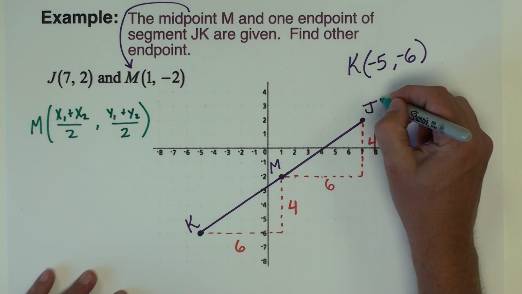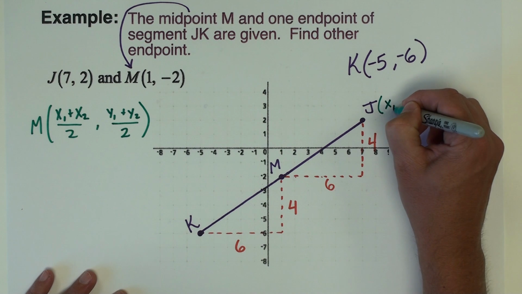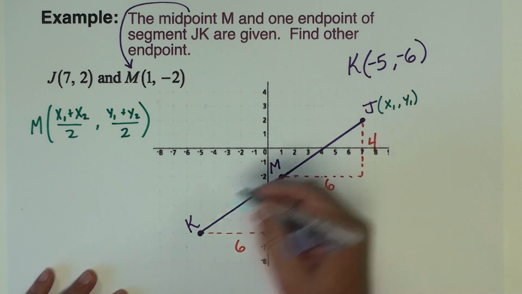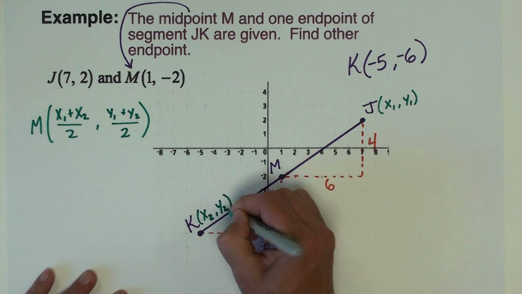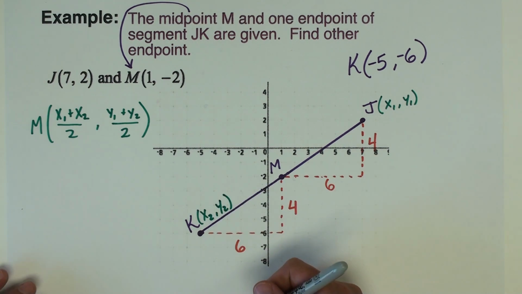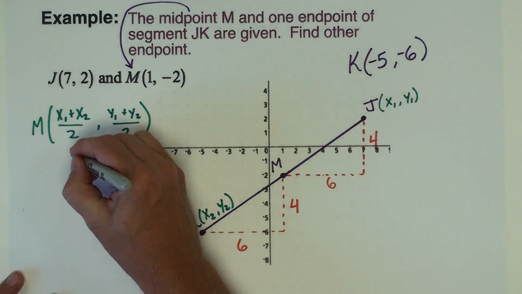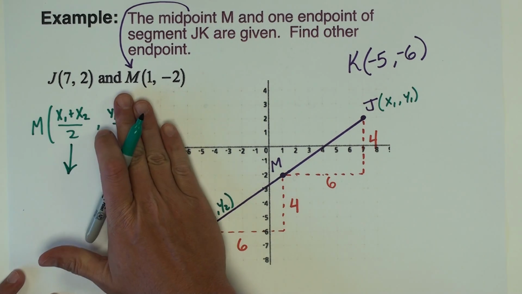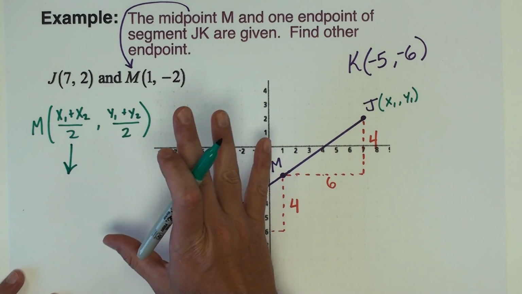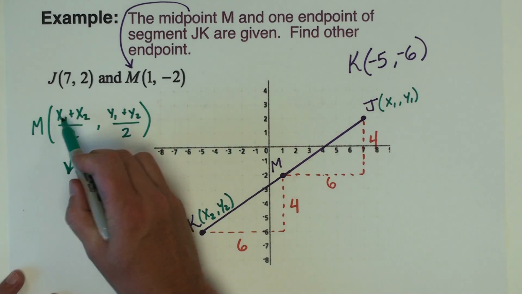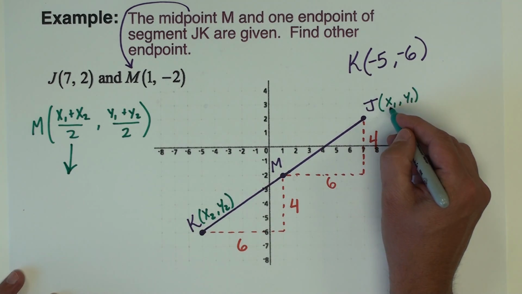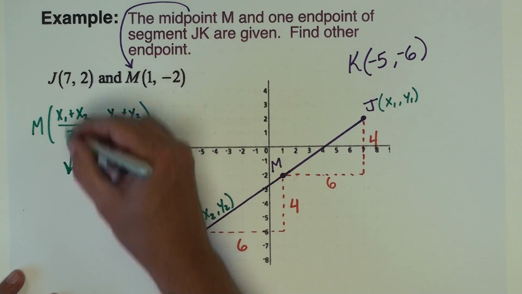So let's say that this coordinate J is my x1, y1, and this coordinate K is my x2, y2, right? So I'm just going to work on this one. I'm going to ignore the y just because you can do it the same way. But let's just show you how to find the x value, right? The x1 is the J value, which is 7.